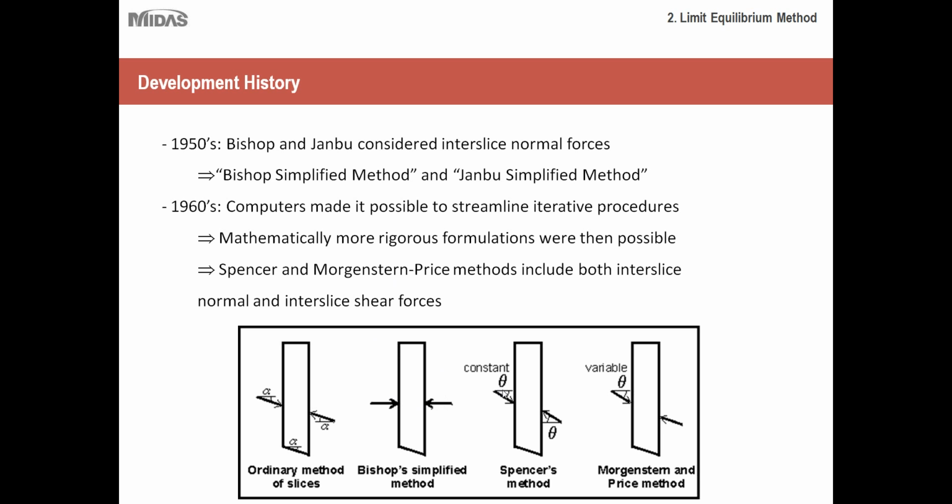But because of the emergence of certain computer programs, Spencer's and Morgenstern-Price methods, which are very repetitive, lengthy and complex to do by hand, engineers could then use these programs to take into account not only normal forces but also shear forces, which made designs much more optimized, accurate, reliable and much easier to do. So the emergence of these computer programs really made the limit equilibrium method, or just slope stability analysis in general, much easier. It really revolutionized how slope stability analysis was done.